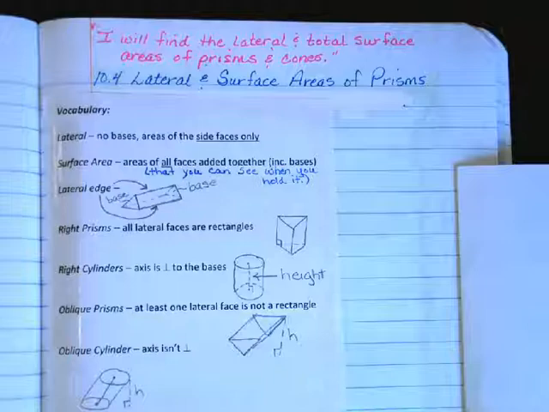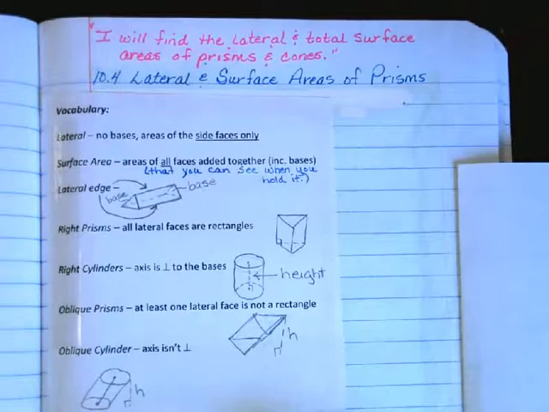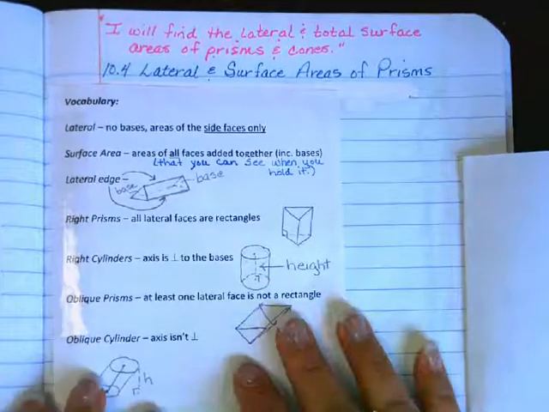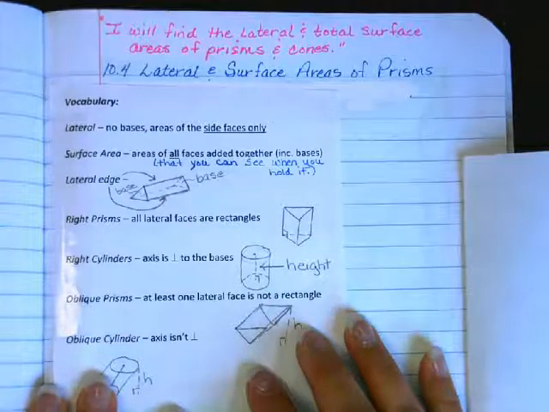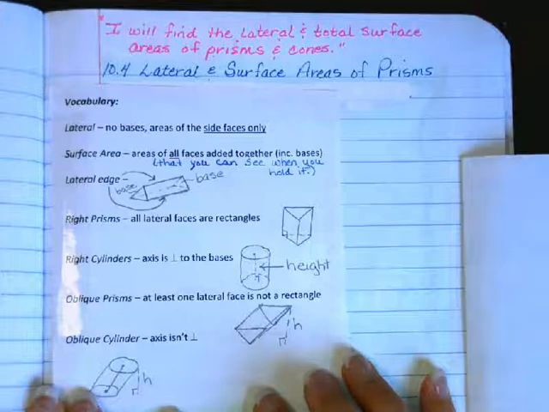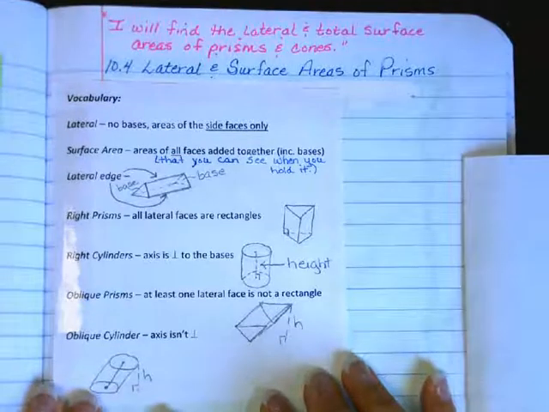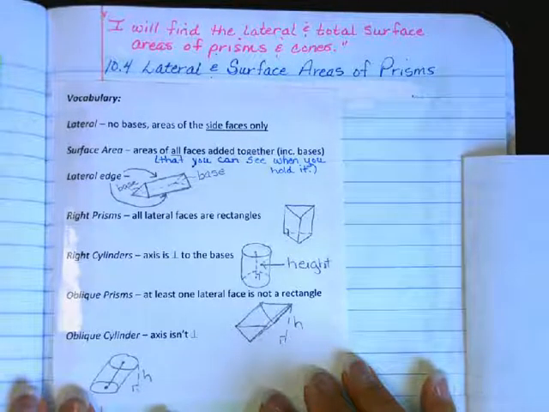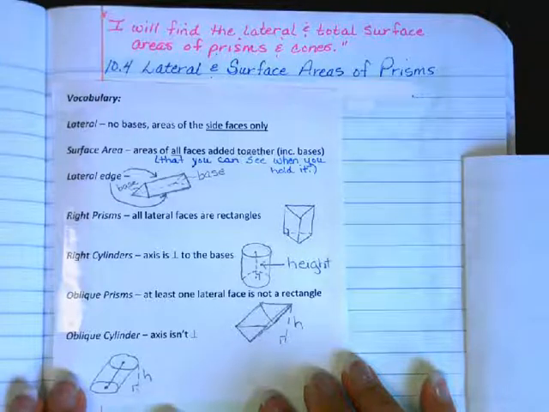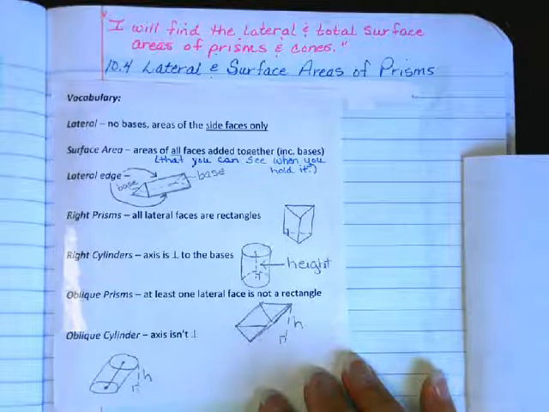We have a few vocabulary words that I need you to write down first. The first one is lateral, which means no bases, areas of the side faces only. And actually, if you want to pause this, go ahead and write everything down, draw it if you wish, and then come back, so that we can talk about it and you can look at what you've written. But anyway, lateral means that no base is included. You're only getting the area of the side faces.